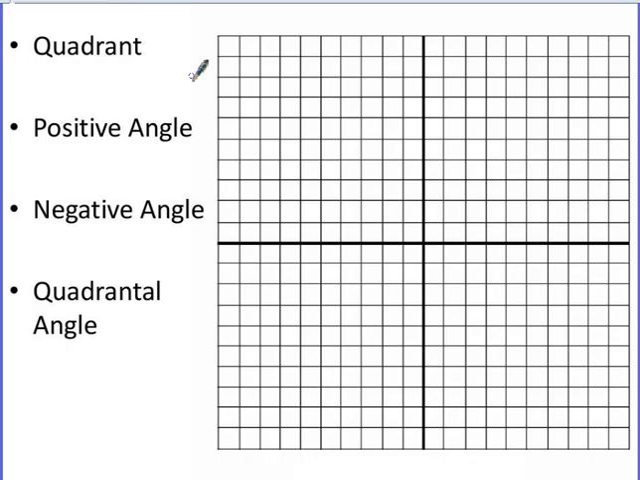Alright, some more terms that you should already know. Quadrant. Remember, we have 4 quadrants. Start top right, 1, 2, 3, 4, goes counterclockwise. Now, a positive angle. We're going to have angles drawn with the initial side on the x-axis and then a terminal side. What you'll see is some kind of arrow or mark indicating the direction. A positive angle goes counterclockwise. So if I start from my initial side and I go up, that would be a positive angle.